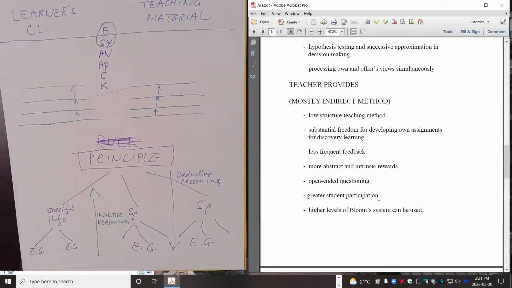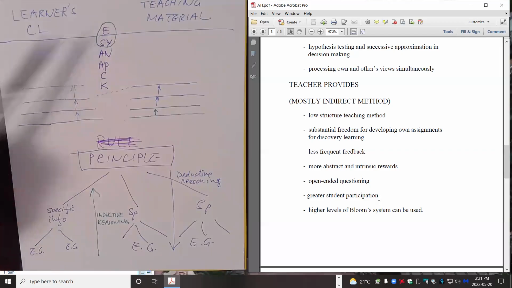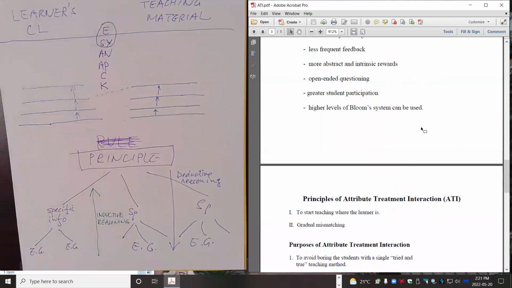Greater student participation, like what? Like Harry Potter's Hermione, they throw her hand in the air to participate, answer questions or ask questions, simply just to participate. So higher levels of Bloom's taxonomy can be used. That is to say here, application, analysis, synthesis, evaluation, all of this could be used. So that is good, that it was high ECL, right?